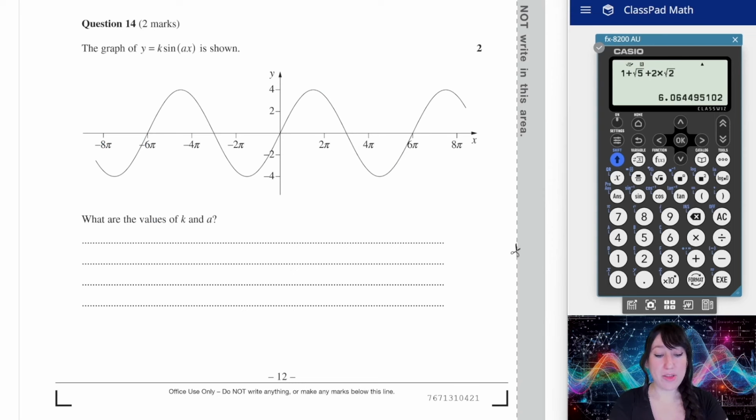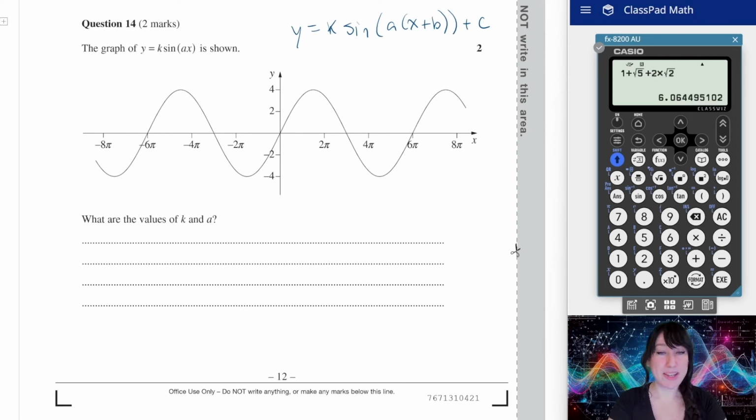Question 14. The graph of y equals k sine of ax is shown. What are the values of k and a? Now, k and a are related to transformations of the graph. Specifically, they are dilations. It can also be helpful to remember the standard form for a sine or cosine graph. Something like y equals k sine of (ax plus b) plus c. K is the vertical dilation in the context of sine or cosine. It's also going to be the amplitude of the graph.